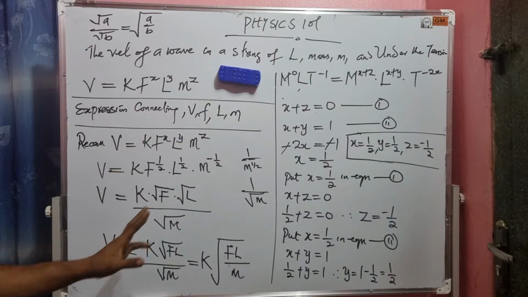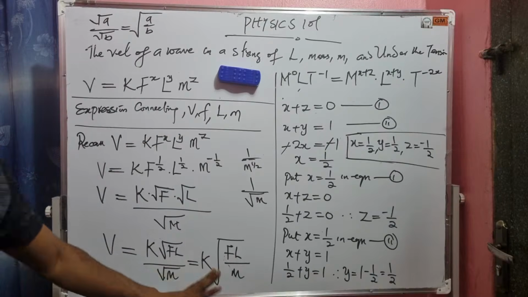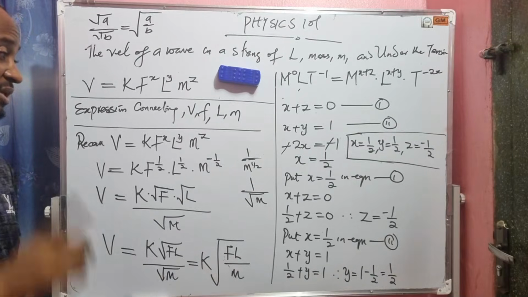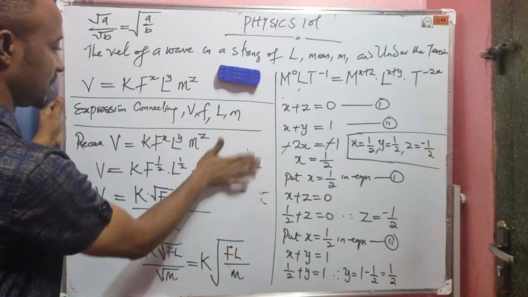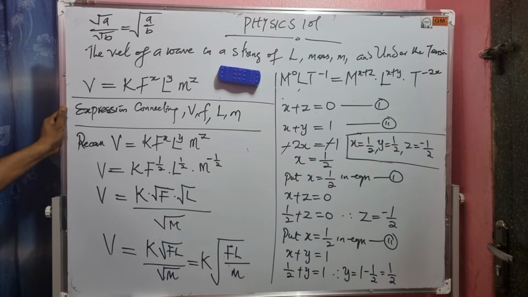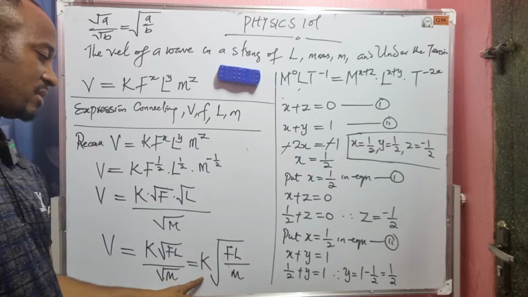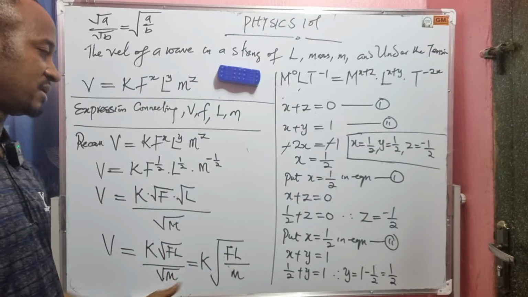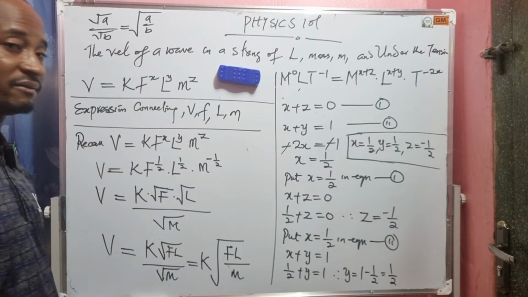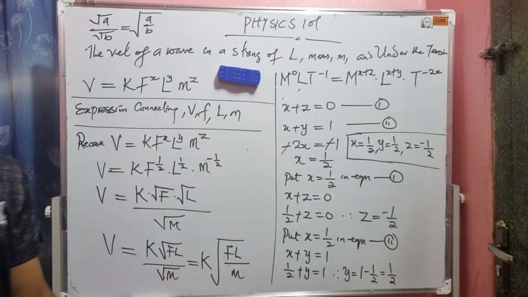Then the question says, what is the dimension for K? Since K is a constant, the dimension is 1. That is the answer to that. Or we can, from here, make K the subject of the formula, then find the dimension of each of these. At the end of the day, we end up having 1 as the final answer.